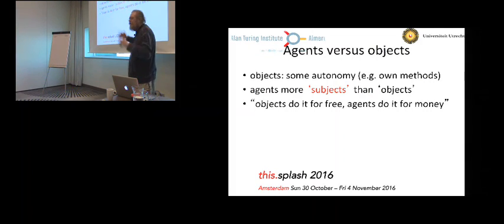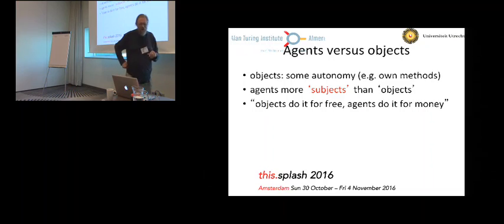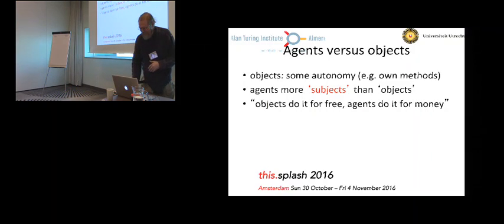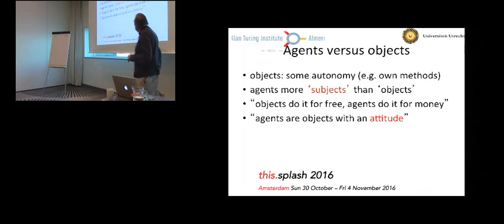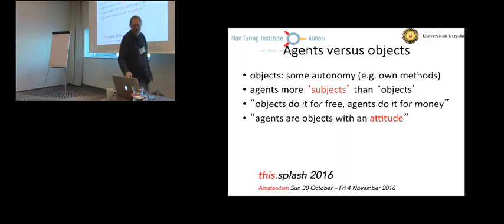And these were mottos that were going around in the beginning of agent technology. Something like, objects do it for free, and agents do it for money. And another one, agents are objects with an attitude. And this more or less pertains to this attitude of beliefs, desires, and intentions.